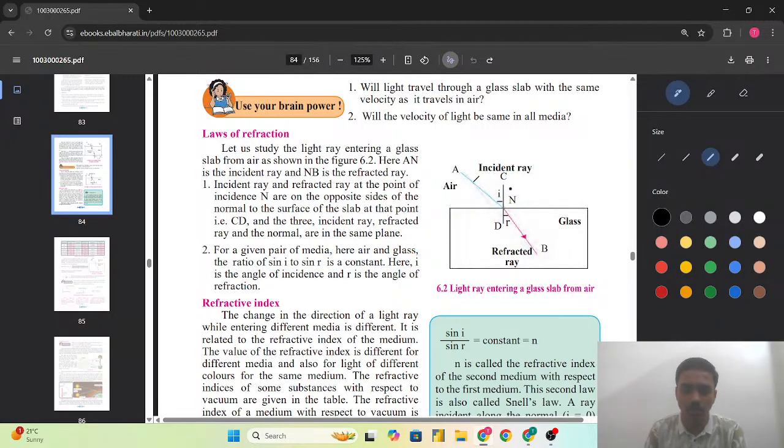at the point CD. And this CD here is the normal. So we can see here AN and NB are on the opposite side of the normal. So we can see here that the three, incident ray, refracted ray and the normal, are in the same plane. What is a plane? Here a concept comes up again, so what is the plane?